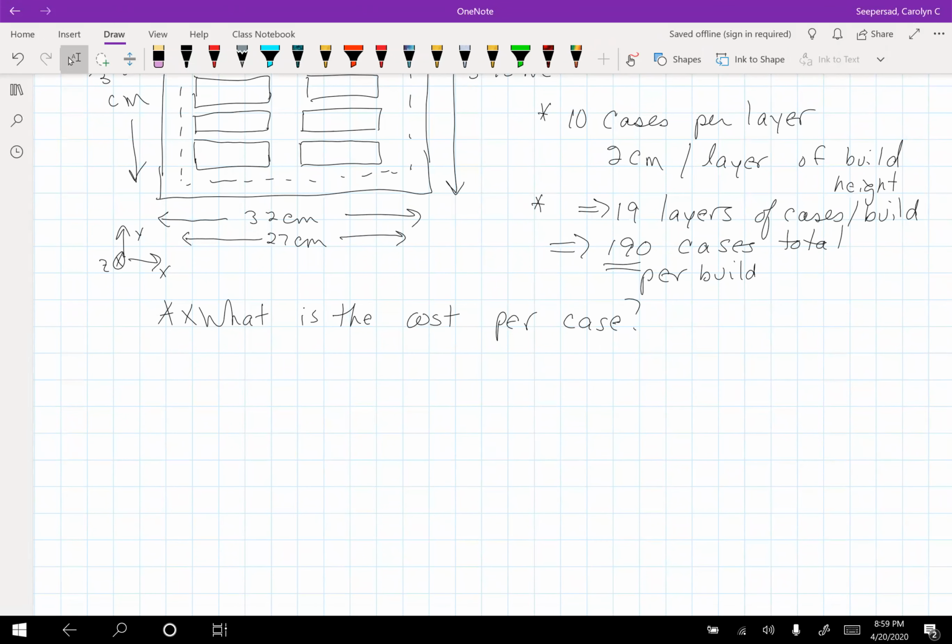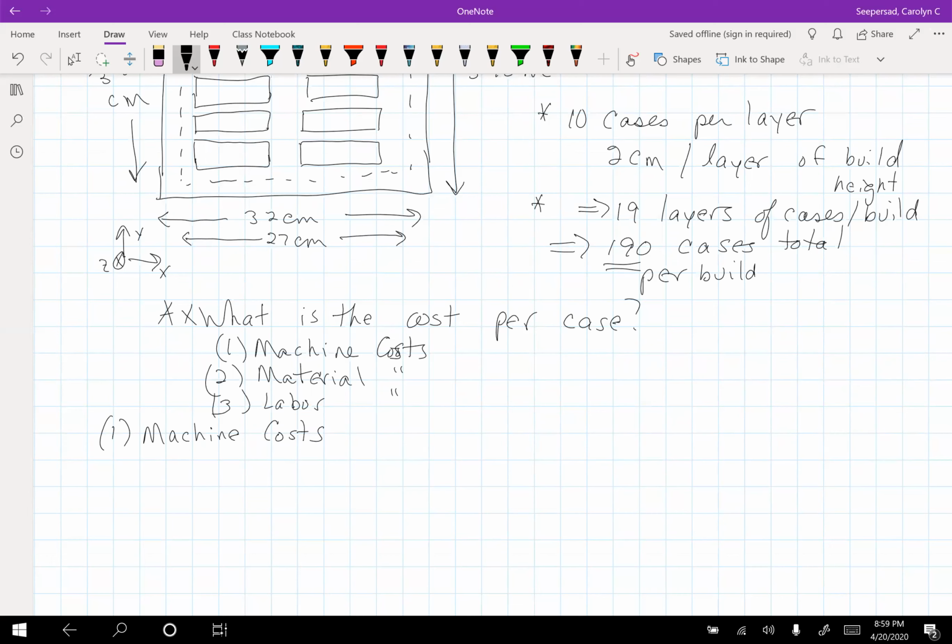So we want to estimate first, so there are 3 components to that, right? The first is machine costs. The second is material costs. And then the third is labor costs, okay? So let's start out with number 1. Let's start out with our machine costs.